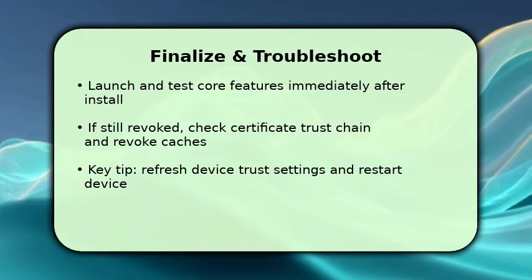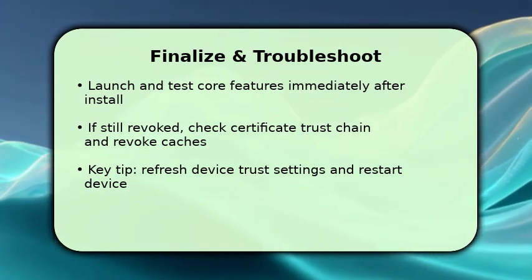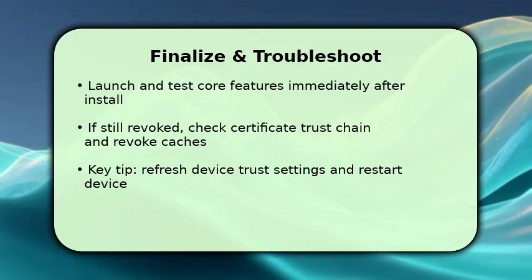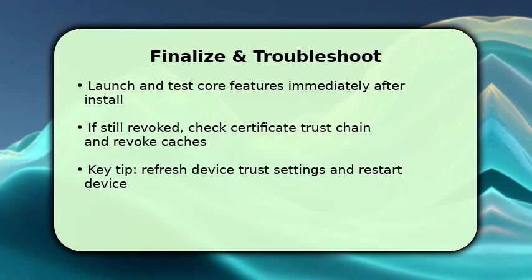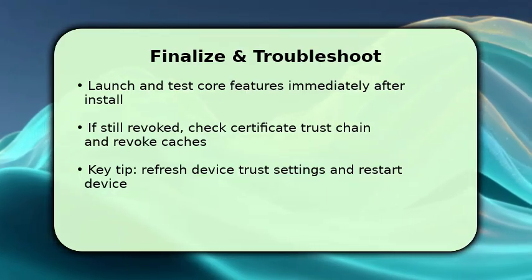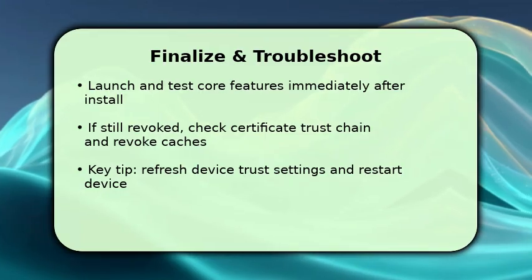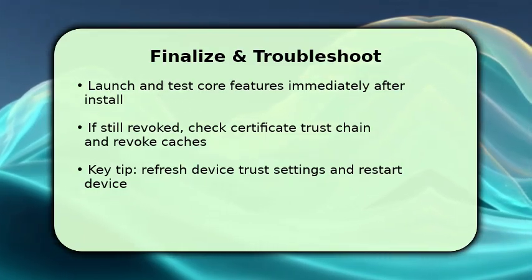If the app still appears revoked, inspect the certificate chain and device trust settings because an intermediate or root may be blocked. Once done, clear any cached provisioning profiles and reinstall the correct profile, and make sure to restart the device to apply trust changes.